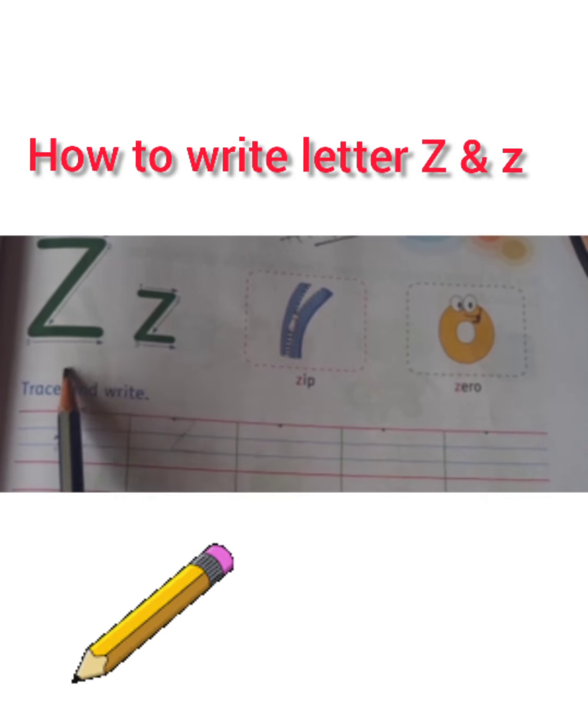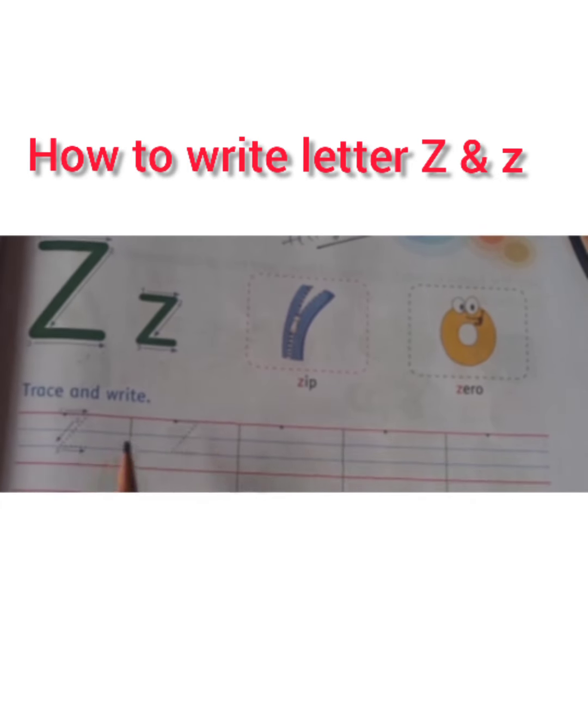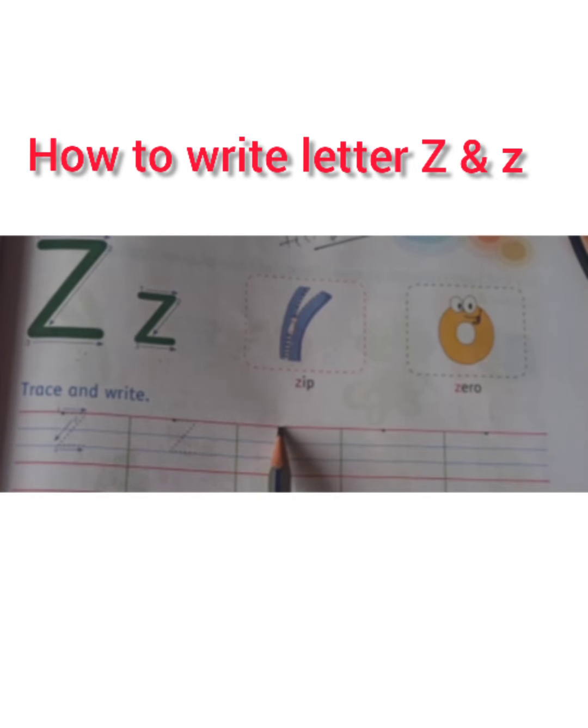Let's learn how to write capital Z and small z. See, for the capital Z, first we have to keep our pencil on the capital line and make a small slipping line like this. From here make a left slanting line to the tail line and again make a slipping line to the right like this. This is how we make capital letter Z.